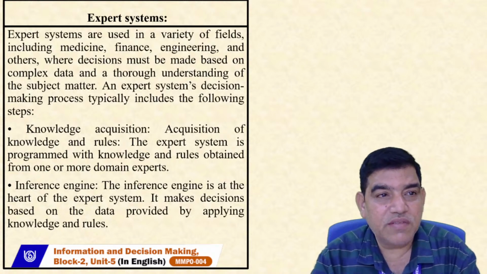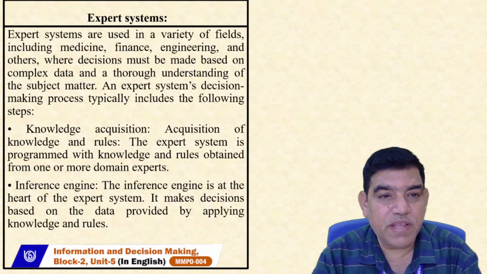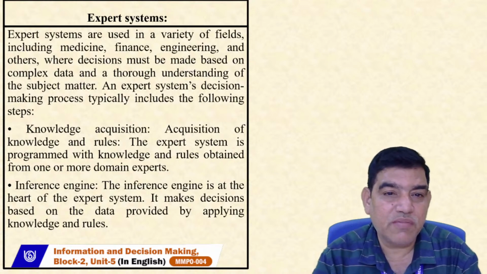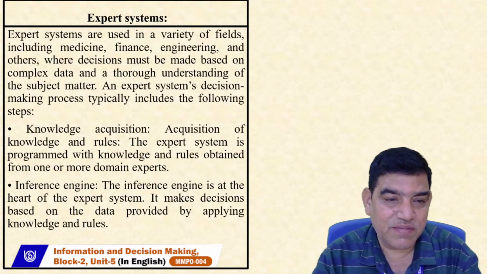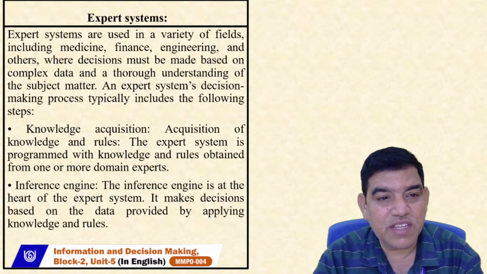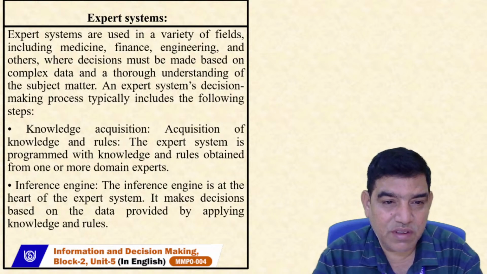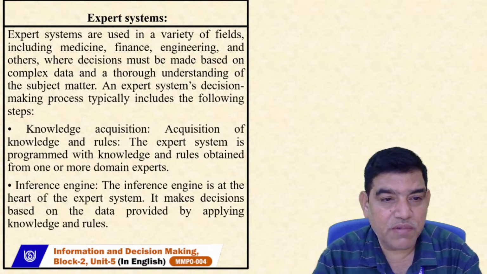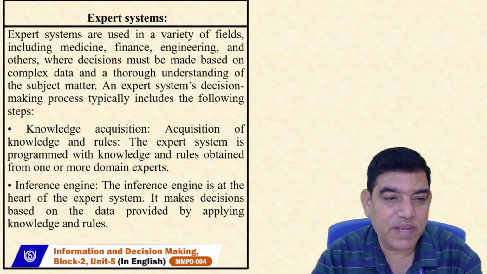So, as we know, an expert system plays an important role in an organization for the decision making process on the basis of the knowledge database. The main components are knowledge acquisition, that is, acquisition of knowledge and rules. The expert system is programmed with knowledge and rules obtained from one or more domain experts. That is the acquisition that is stored in a particular place.